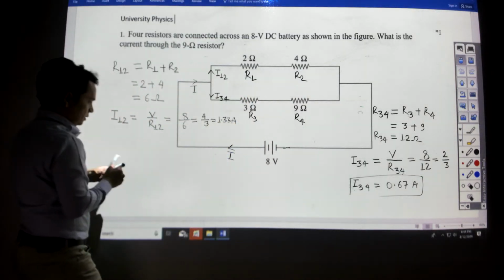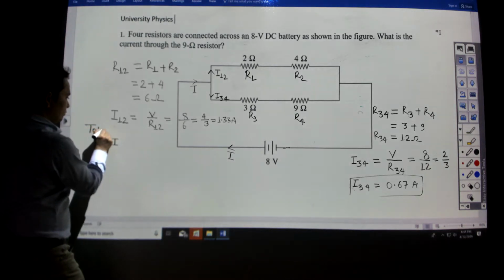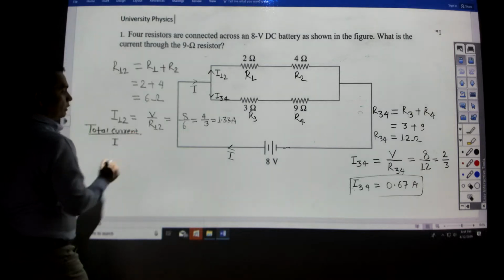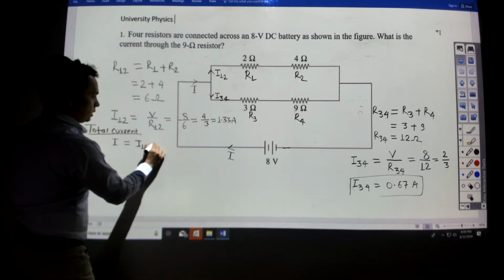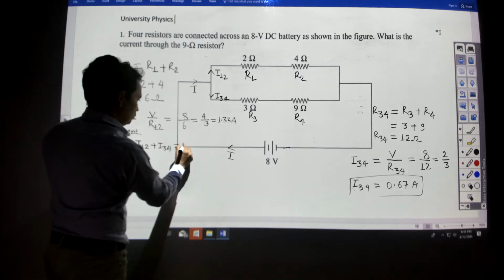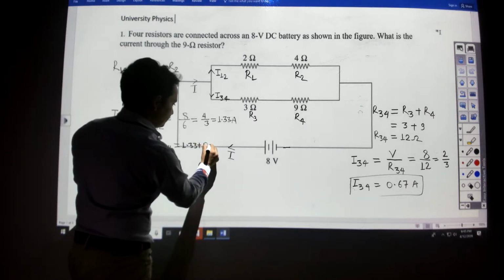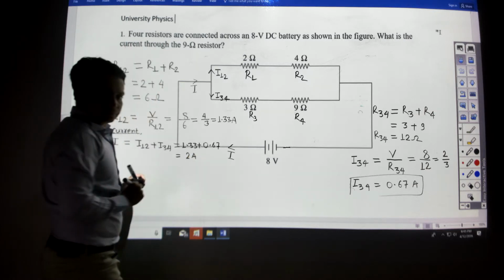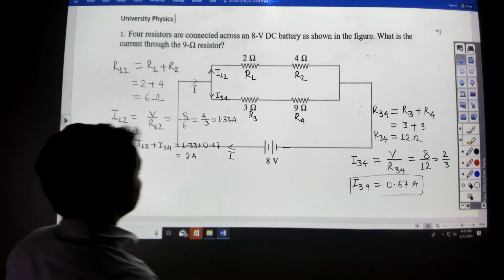The total current I is given by I12 plus I34, which is equal to I12 is 1.33 and I34 is 0.67, and if I add them together, what I get is 2 ampere. Okay, I can also find the effective combined resistance.